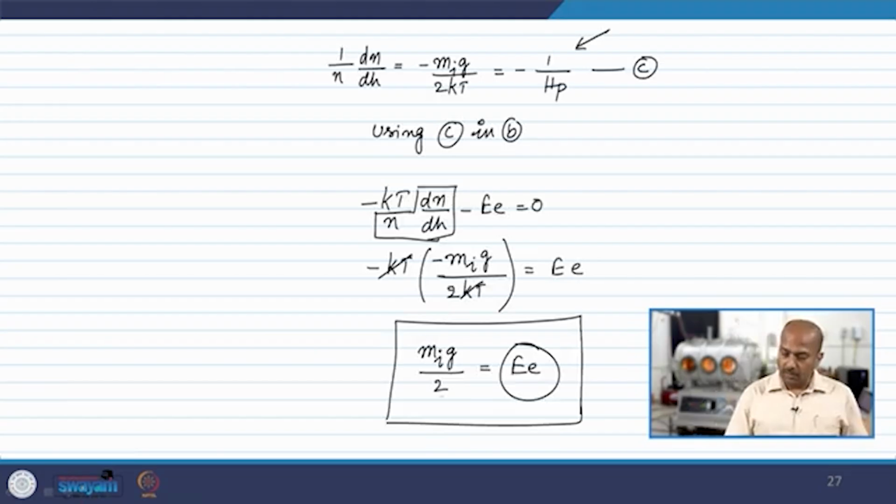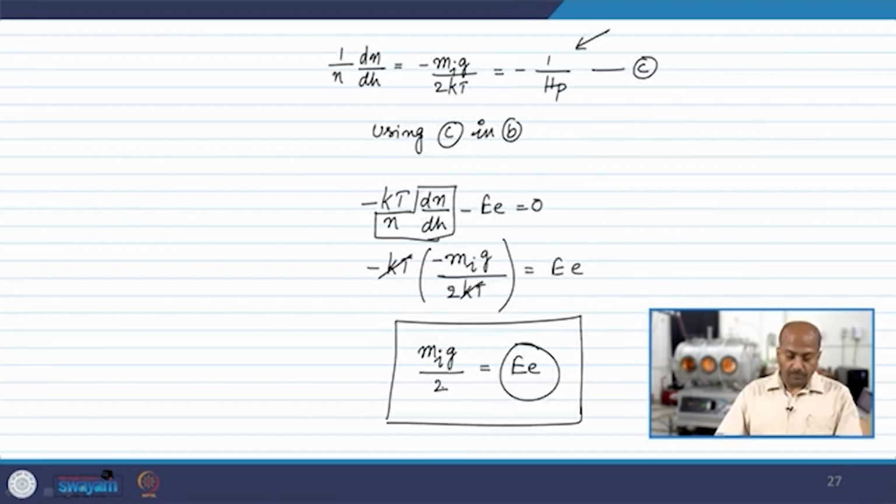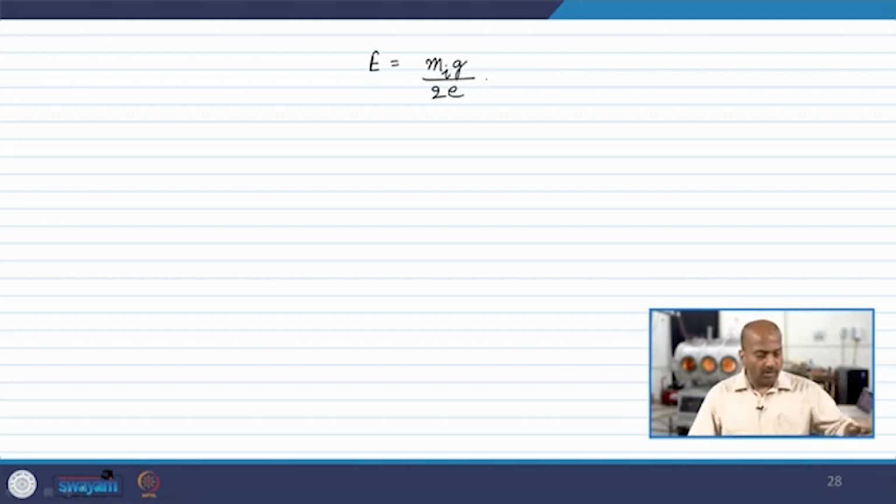So, this is dn by dh; you can use it in this equation and realize that this force will be exactly opposite for the ions. But the point is, due to the electric field, the electrons will behave as if they are moving with a mass of Mi by 2, half the mass of the ions. Now, the magnitude of this electric field E, Mig by 2e, is very small.